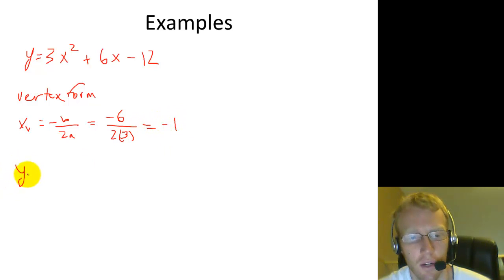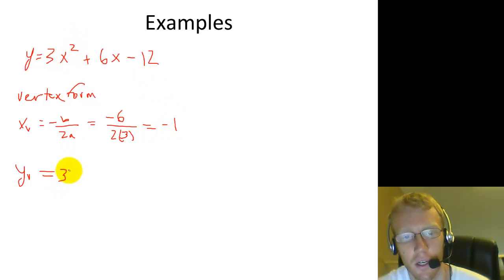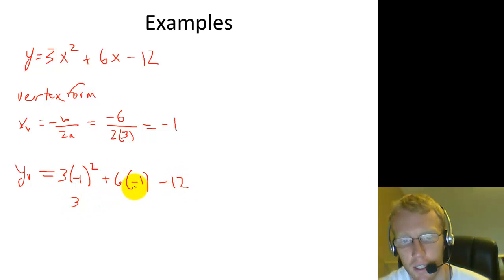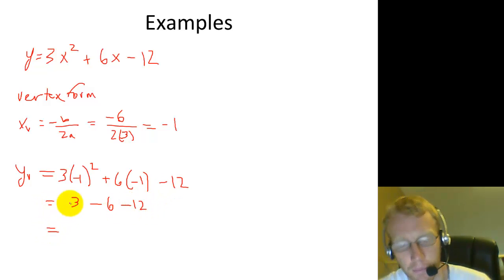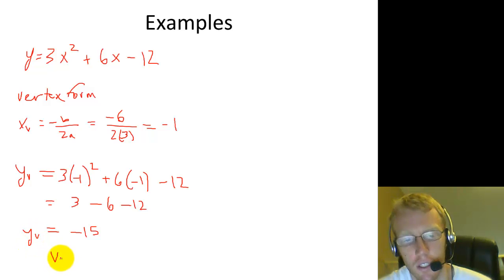Now to get the y-coordinate of the vertex, we plug in this number for x. So we get 3 times negative 1 squared plus 6 times negative 1 minus 12. Negative 1 squared is 1, so that's just 3. 6 times negative 1 is negative 6, and negative 12. So we got 3 minus 6, which is negative 3, minus another 12 is negative 15. So that's the y-coordinate of the vertex. So the vertex is x-coordinate negative 1, y-coordinate negative 15.